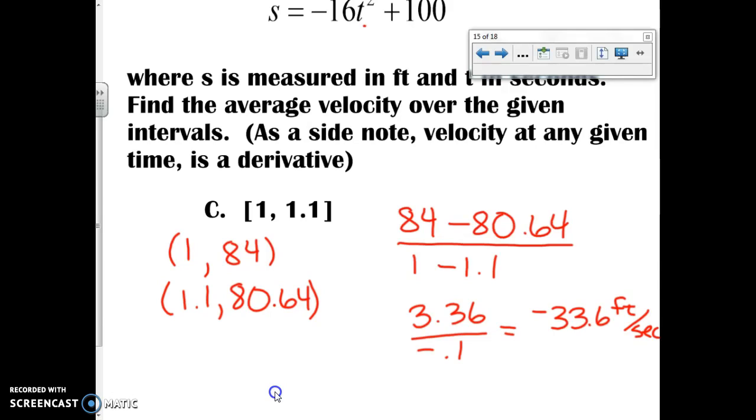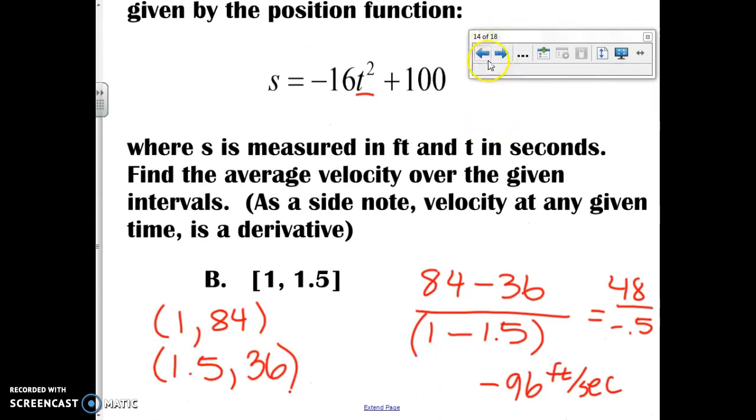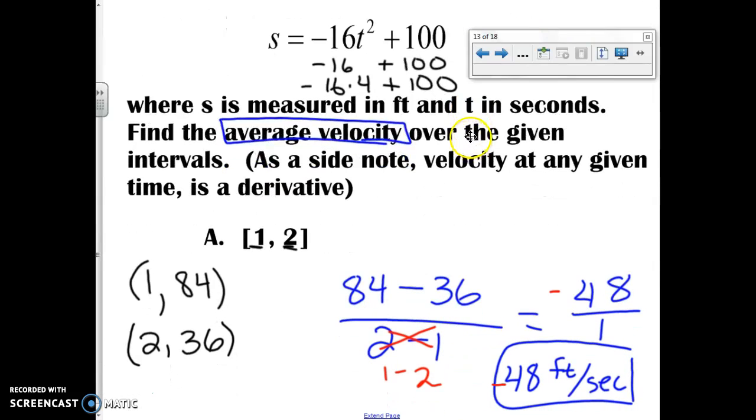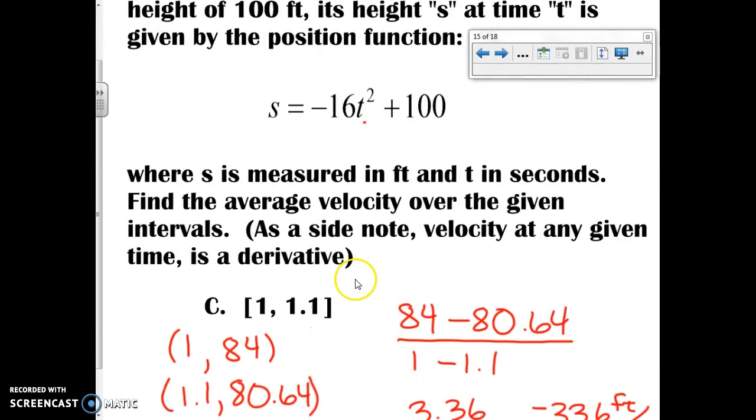Now that's kind of interesting because, all right, in 1/10 of a second, the rate of change is 33.6. In half a second, it was 96 feet per second, but in 1 full second, it's 48 feet per second. So we changed a lot in 1 second. That is just the rate. So it's like it started slower and then it took off and then it went slower again. So my rate of change, my speed, is not remaining consistent in any way, shape, or form here.